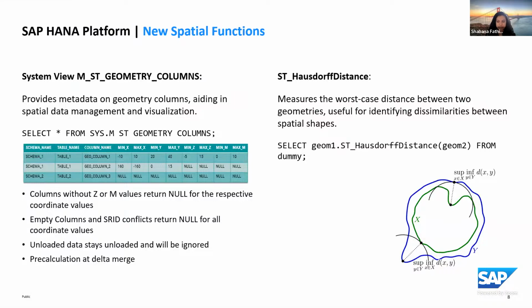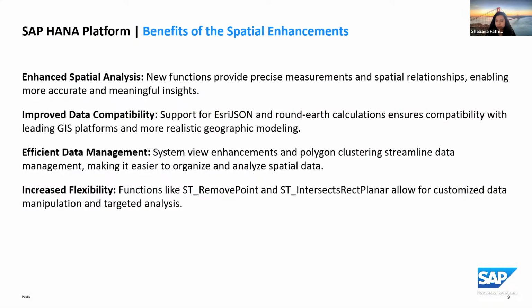Moving back to my screen, I just wanted to sum up some of the benefit points that this would provide from a user perspective. Absolutely enhanced spatial analysis. You get precise measurement functions, and you can now foresee some advanced spatial relationships, right? That's an added advantage, and it has definitely improved data compatibility because you're supporting formats like SVJSON and you're incorporating so much on the round earth calculations. So we are also ensuring that SAP HANA integrates very easily with many GIS platforms.